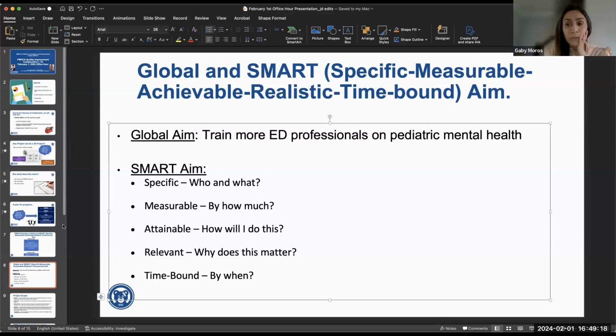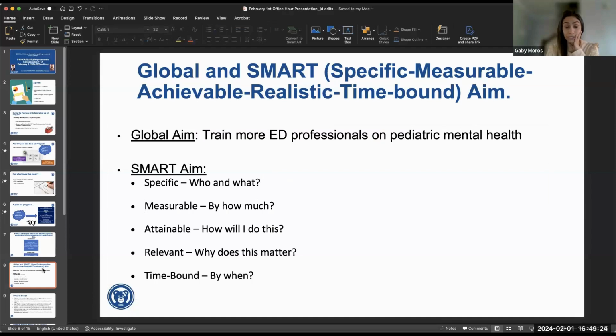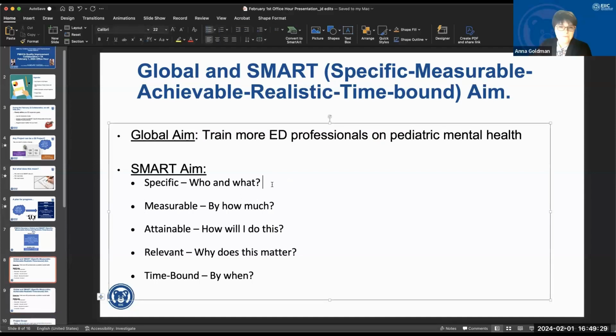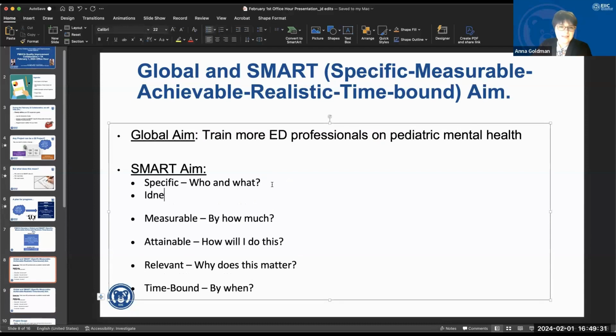We might want to identify who those ED professionals are, their credentials, for example, nurses, MDs, DOs. Mm-hmm. Yep, there are nurses, there are social workers in the ED. Yes, absolutely, doctors, MDs, DOs.